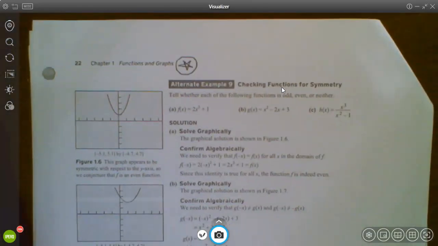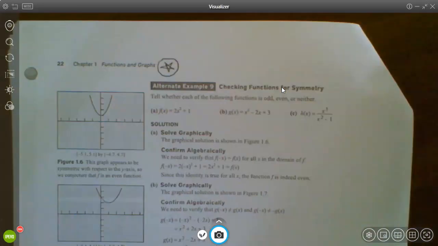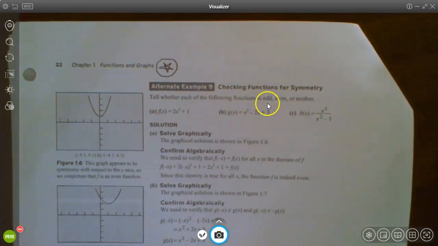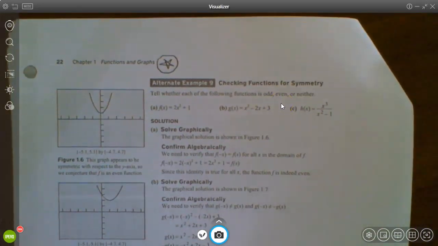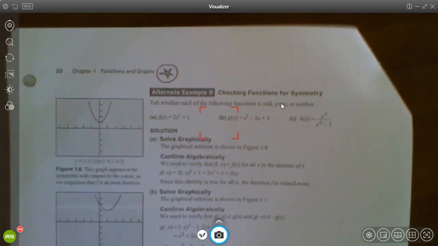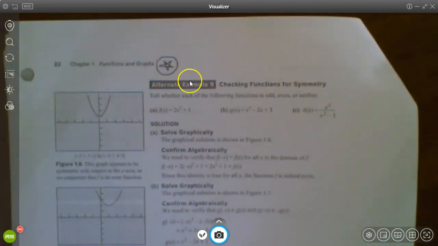So here's some we can do together. Just take a look at this first one here. We're going to try to figure out if they are odd, even, or neither. Let me try to refocus really quick and see if I can make it a little more clear.